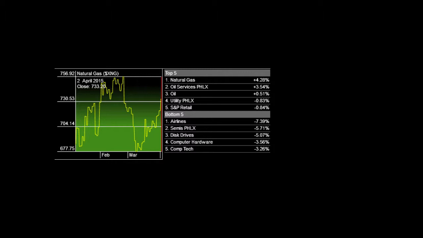Industry rotation the last 2 weeks. 3 of the top 5 industries are positive, and all of the bottom 5 are negative. Bullish, S&P Retail has entered the top 5. Networkers have left the bottom 5. Gold and silver has left the top 5. Bearish, computer hardware and comp tech have entered the bottom 5. Disk drives and semis continue in the bottom 5. Oil and oil services continue in the top 5. REITs has left the top 5.